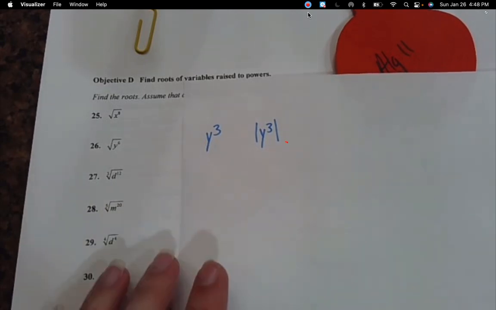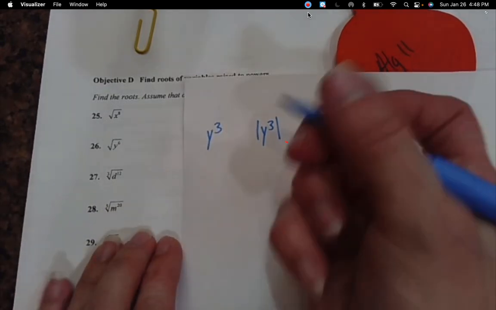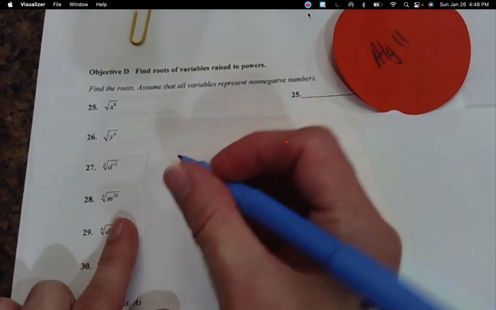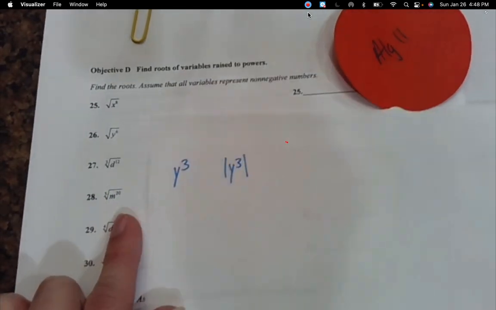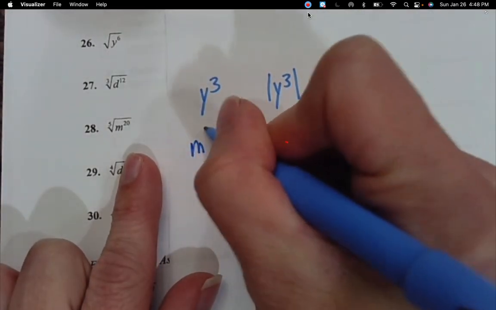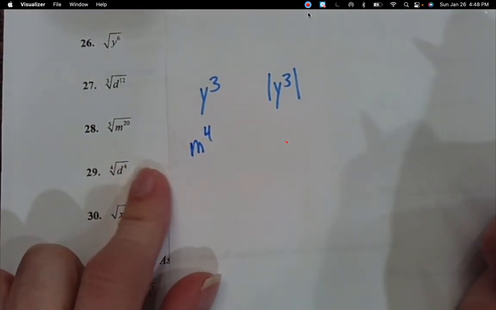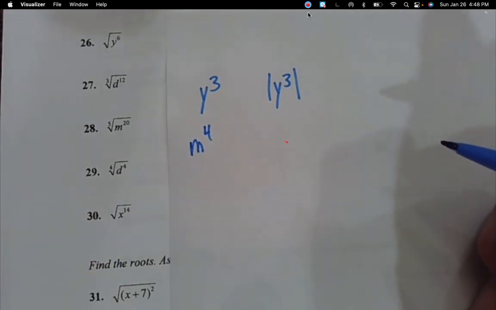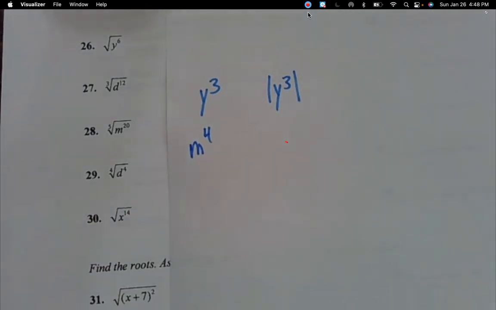All right, number 28. Okay, it's an odd root, so I don't even have to worry about absolute value. What is 20 divided by 5? Well, that is 4. That's your answer for 28. So go ahead and write these down, okay? You're going to do 29.